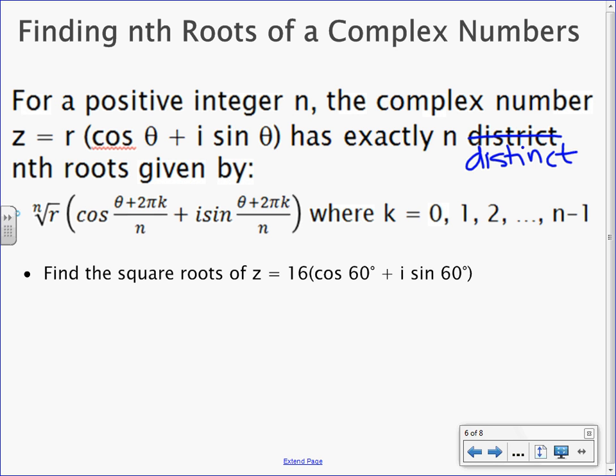Okay, so here we go. I want the square root of 16 times the cosine of 60 degrees plus i sine of 60 degrees. We're looking for the square root. How many are we going to find? 2. We are going to find them when k is 0 and when k is 1.